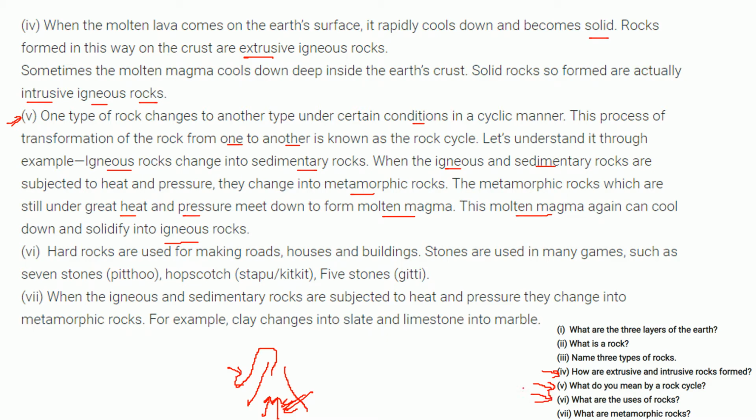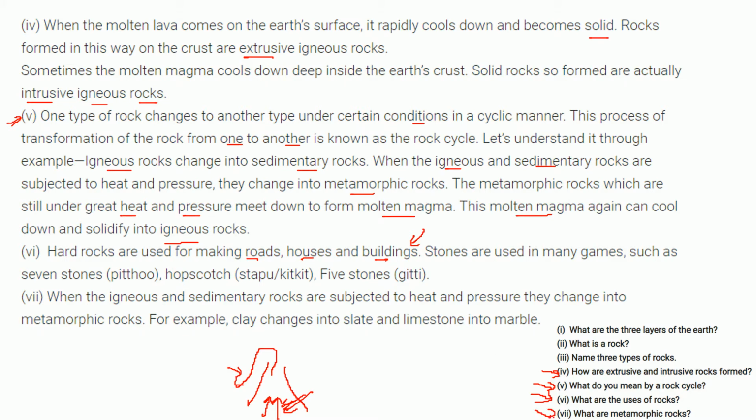What are the uses of rocks? Hard rocks are used for making roads, houses and buildings. Stones are used in various games which we play, like pittu, gitti. But mostly the buildings and roads, etc., which are around us, they all have rocks in them somewhere.